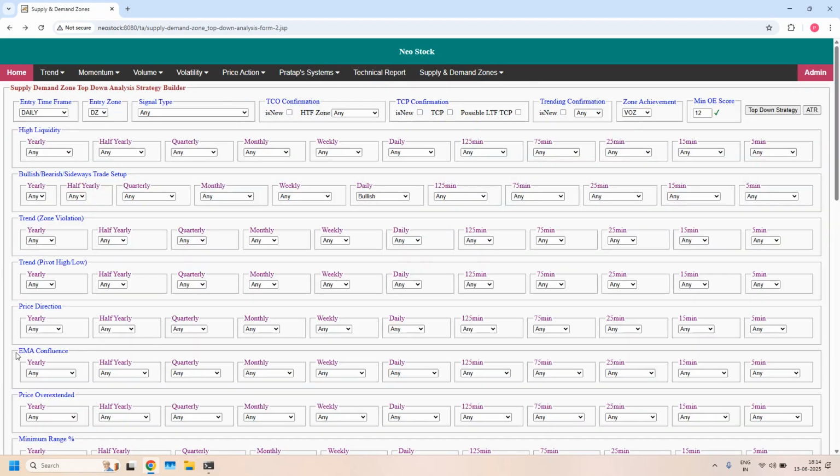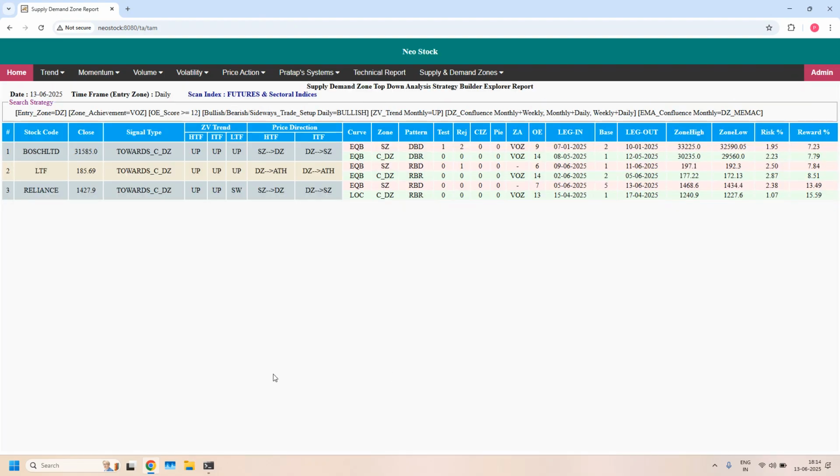Let's verify. In the EMA confluence at the monthly time frame, I am checking whether the monthly demand zone has a monthly EMA or not. At the same time, the trend on the monthly should not be sideways. It should be an uptrend. Let's filter. We got 3 stocks. That way, these 3 daily demand zones might have an even higher probability of success, provided the lesson 20 concepts are supported. The checklist is in lesson 20. So this is the bullish trade setup for the monthly income trade.